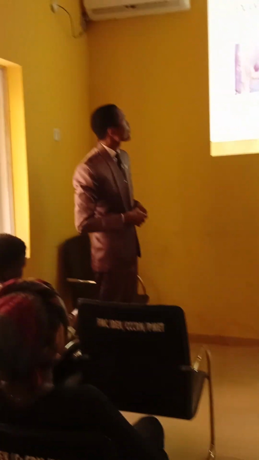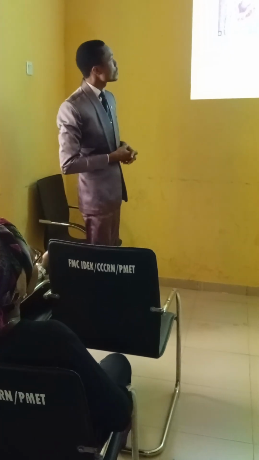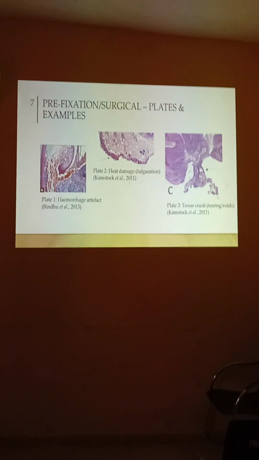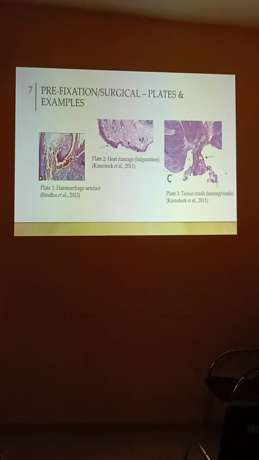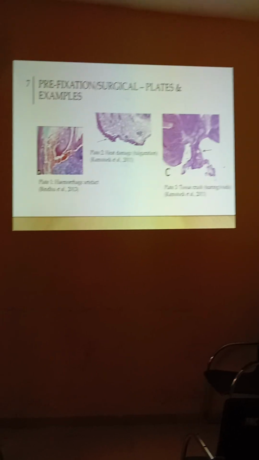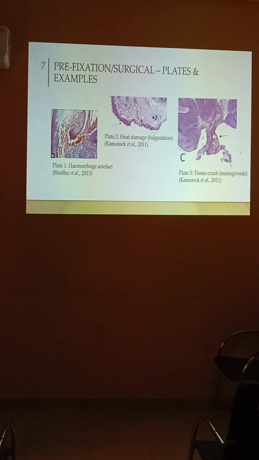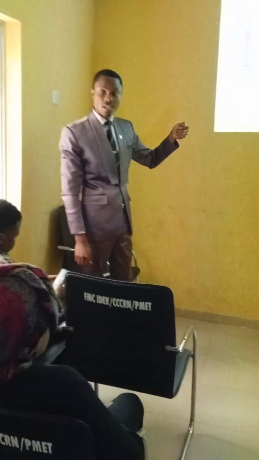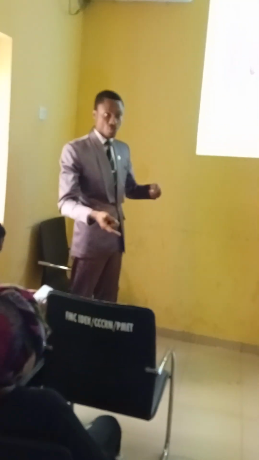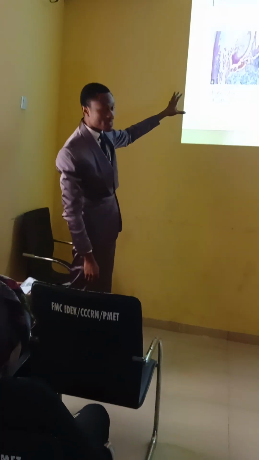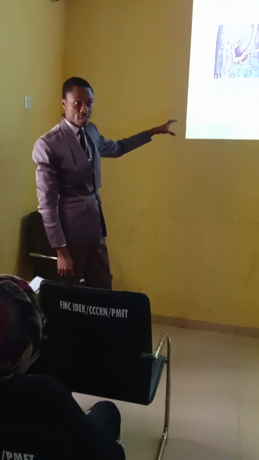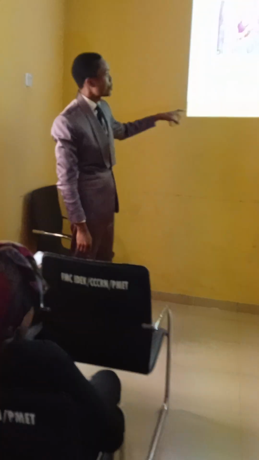The next slide. For the pre-fixation and surgical plates, these are some of the plates I have identified to help portray this artifact. The first one is the hemorrhage artifact. This one is not the pathological hemorrhage. This hemorrhage is just due to maybe the handling of the tissue before fixation. So you see it appearing as if it's the pathological hemorrhage, whereas it is not the real pathological hemorrhage.